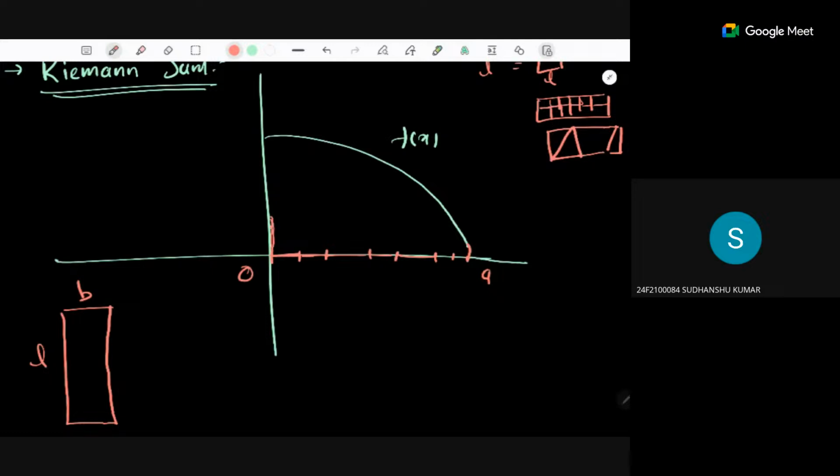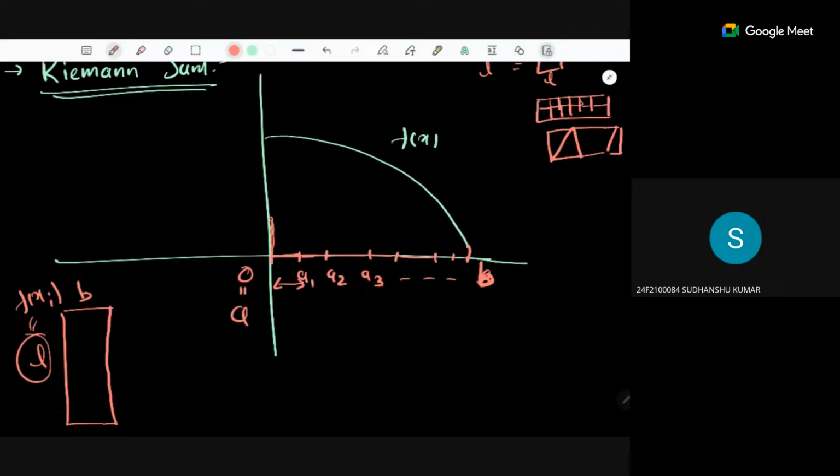And for length, what can we select? For length, we will select the value of the function at any point in this particular interval. So suppose this is 0 to some number, you can take any number. Let's take it from 0 to a1, then a2, a3, up to b. So the idea is to decompose this area into a set of rectangles, and for rectangles we need two values: the value of L and the value of B. For the value of B, we are taking the length of these subintervals, and for the value of L, we are taking the value of the function.